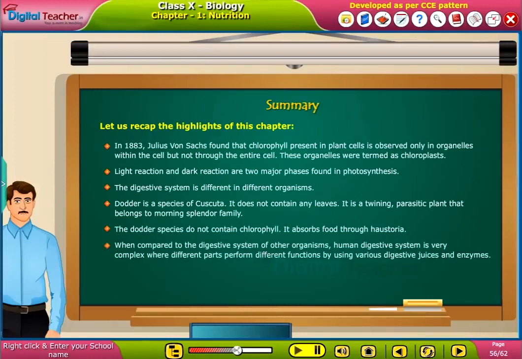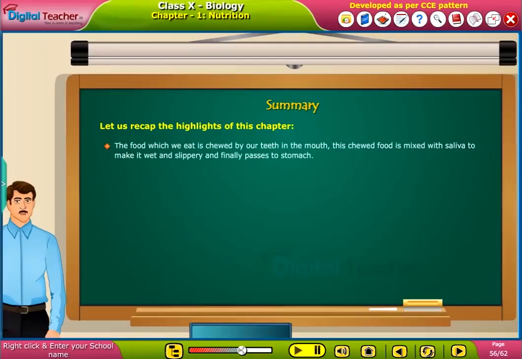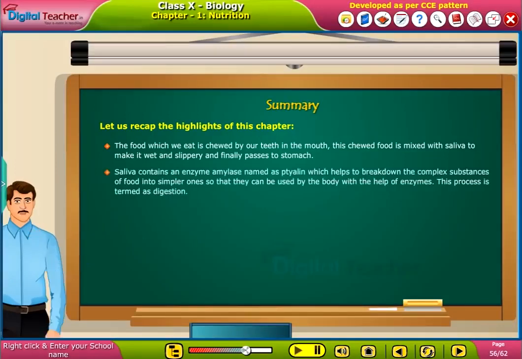When compared to the digestive system of other organisms, human digestive system is very complex, where different parts perform different functions by using various digestive juices and enzymes. The food which we eat is chewed by our teeth in the mouth. This chewed food is mixed with saliva to make it wet and slippery and finally passes to stomach. Saliva contains an enzyme amylase named as ptyalin, which helps to break down the complex substances of food into simpler ones so that they can be used by the body with the help of enzymes. This process is termed as digestion.